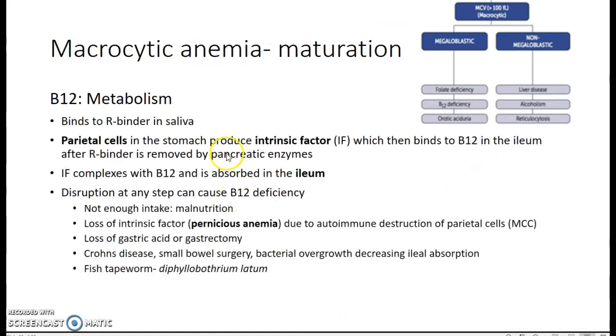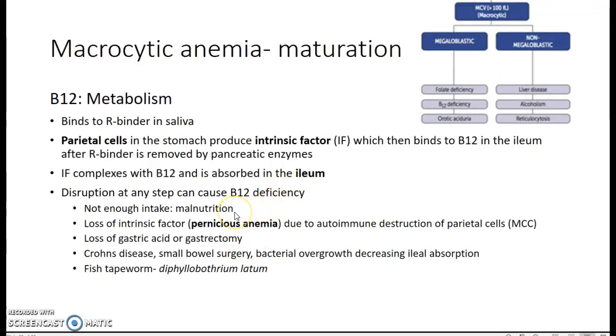So let's move on to the macrocytic anemias. Over on the right side of your original chart, talk about B12, that binds to R binder. The parietal cells in the stomach are the key to all this. They produce intrinsic factor, which binds to B12 and is absorbed in the ileum. So if there's a problem at any step along the way, from intrinsic factor to absorption in the ileum, you can get a B12 deficiency.